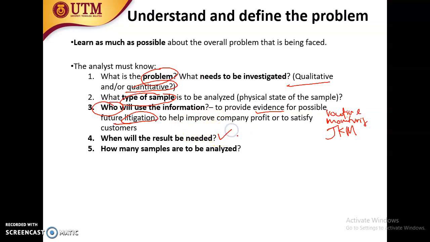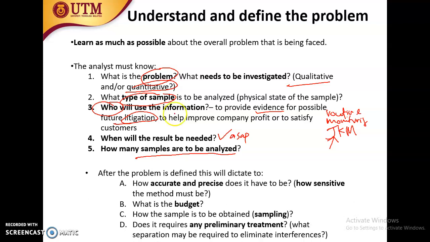Okay, when will the result be needed? Usually it's ASAP, but it is not as crucial as in normal chemical analysis, where it is acceptable to get the results within a few weeks. And how many samples are to be analyzed? Let's say JKM receives 50 samples per day, then it needs to plan what kind of instrument can enable them to finish the chemical analysis within the given time. If the court gives several weeks or months, then they can manage to identify all 50 samples.